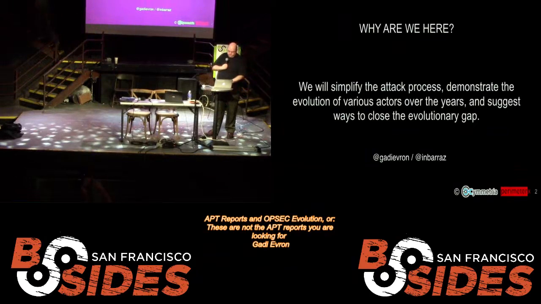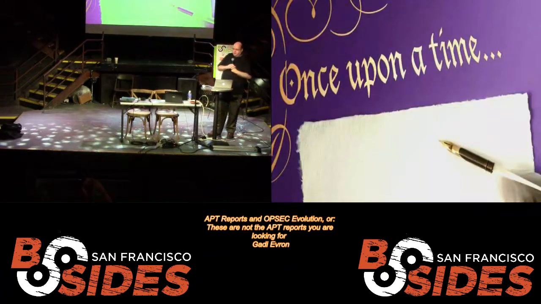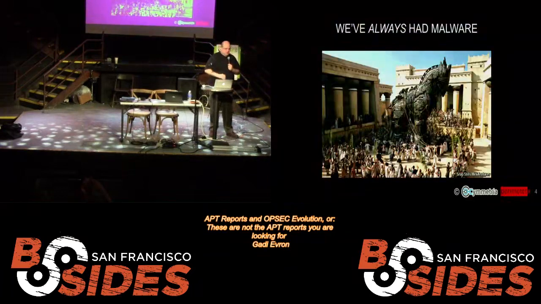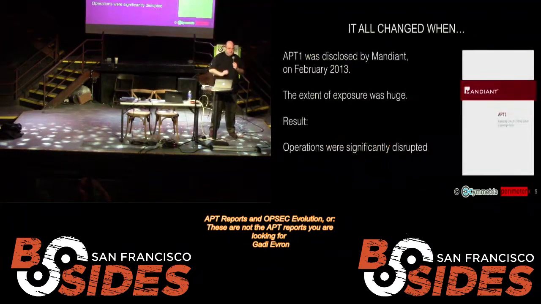There we go. So let's start with a story just to get an idea of what I want to do. Once upon a time, we had malware. We've had malware forever. It's not a new story. We have been there. We've done that. That is fine. But then an APT report came out. The very first one I'm really aware of. There have been incidents before, naturally, but the one that really hit the news.